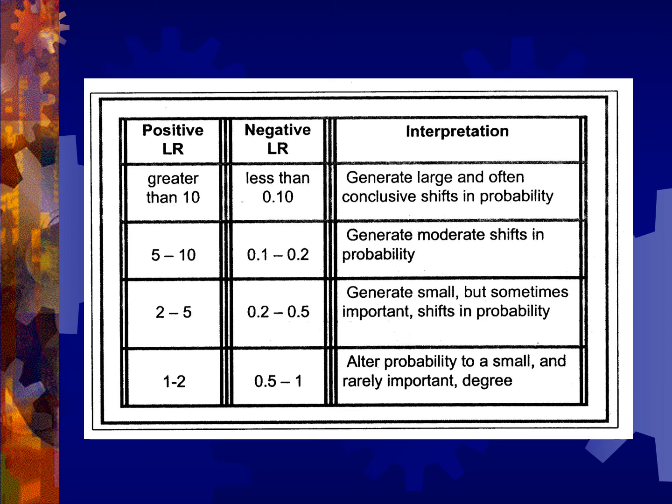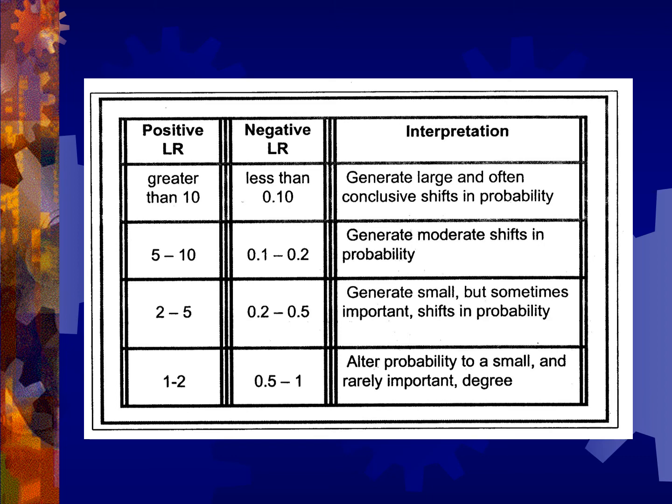To be perfectly frank, many of the tests and measures we utilize in physical therapy have positive likelihood ratios in that range of 2 to 5. So we will definitely see tests and measures with those positive likelihood ratios, and we sometimes have to make a decision as to how that may shift our probability. Positive likelihood ratios between 5 and 10 we need to take seriously because they generate moderate shifts in probability. And likelihood ratios greater than 10 are gold standard type tests that generate large and often conclusive shifts in probability.